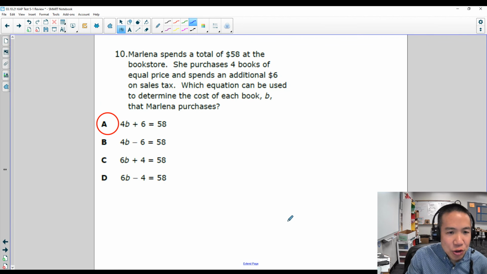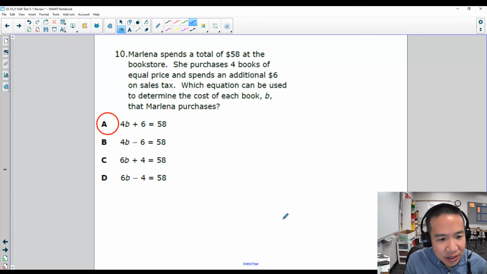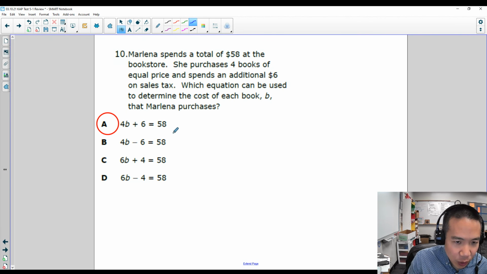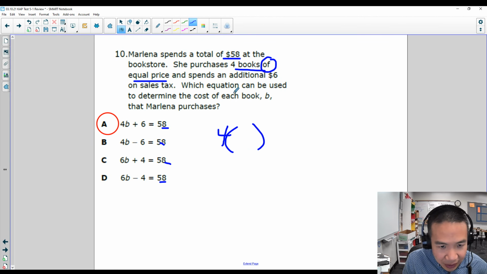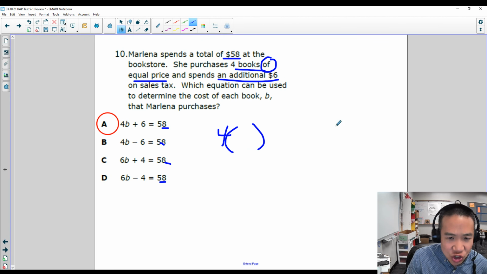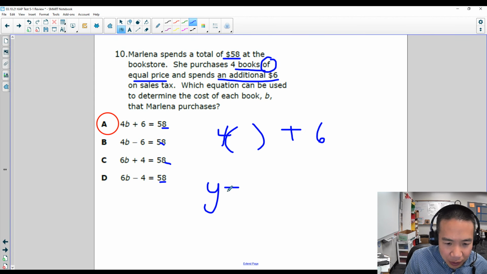Number 10, can you match a story situation with an equation? Marlena spends a total of $58, so they all have $58. She purchased 4 books of equal price. So that's telling you to do something right there, like multiply, and spends an additional $6, an extra $6.